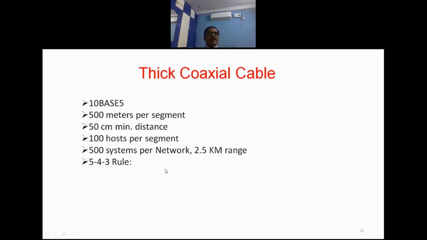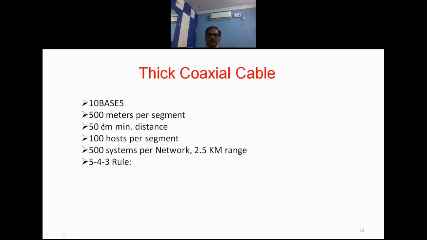Next is the thick coaxial cable. So when using the thick coaxial cable, the parameters we come across is 10Base5. So here the 10Base5 indicates 10 Mbps speed, baseband signal, and segment size is 500 meters. Every segment size is 500 meters. So again here also 5 segments. Again this is also preferred for bus topology.